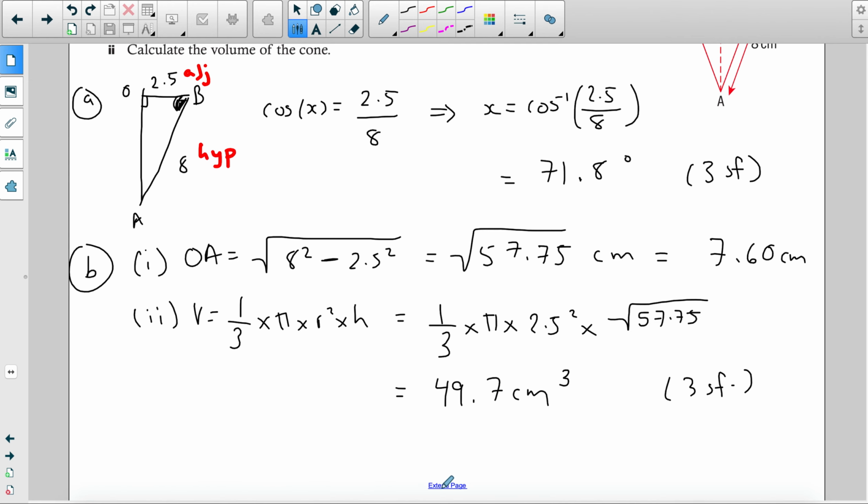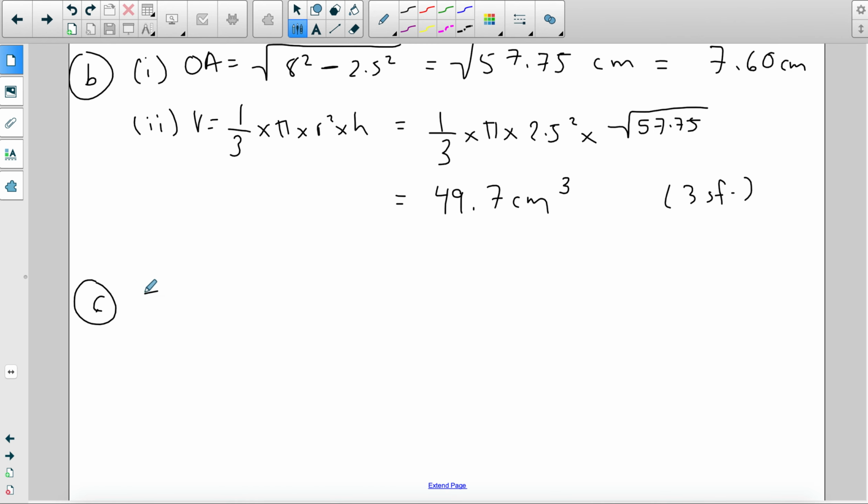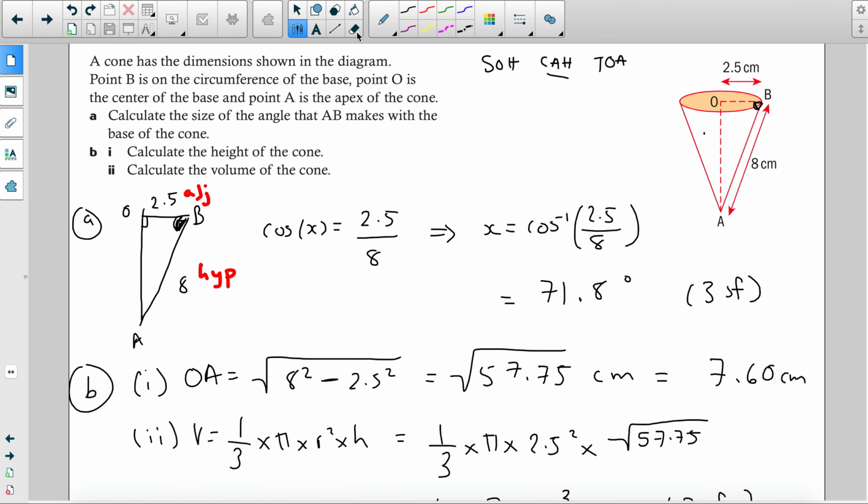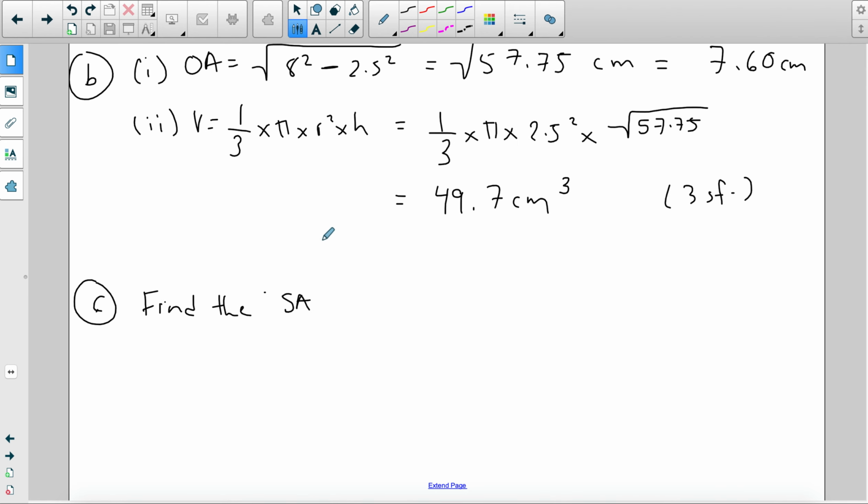So a question I want to add is to find the surface area. The surface area, as you should know, is you adding up all the faces. So we have two faces. We have one curved face, which is this cone part, and then we have one circular face at the bottom. So the surface area corresponds to the curved face plus the circle base.